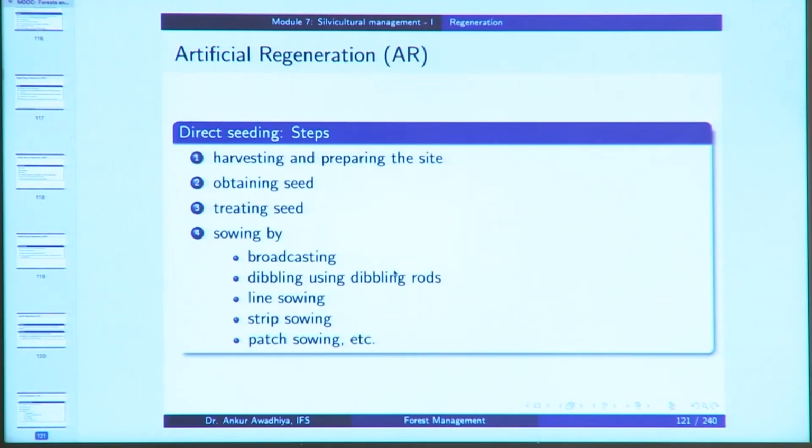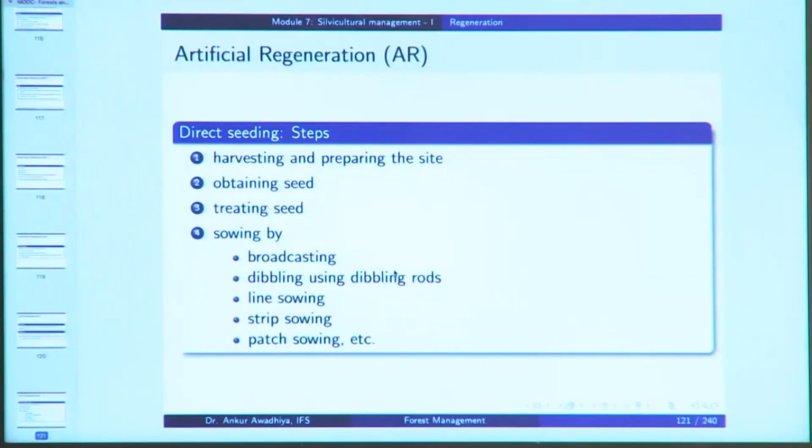So, it can be done through direct seeding or through planting. In the case of direct seeding, you do harvesting and preparation of the site, obtain the seeds, treat the seeds, say by adding water to it or by adding fungicide to it. Then you do sowing. Sowing can be done by broadcasting, in which case you are just spreading the seeds by throwing them, or you can do dibbling by using a dibbling stick or a dibbling rod, or you can go for line sowing, strip sowing, patch sowing, and so on.